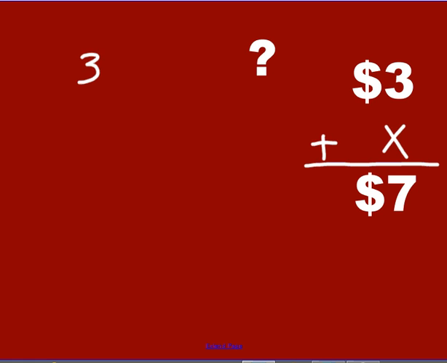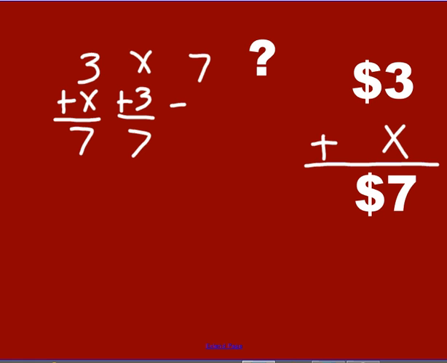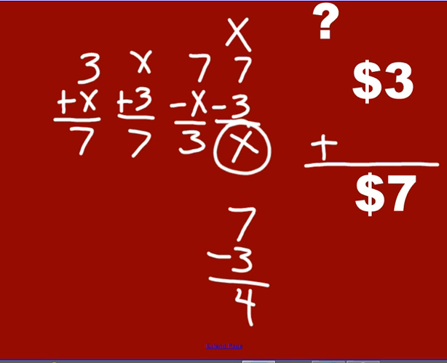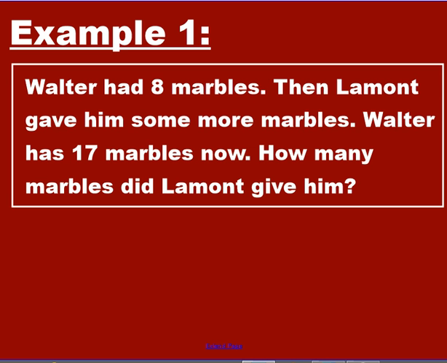And we know that 3 plus x equals 7. We also know that x plus 3 equals 7, 7 minus x equals 3, and 7 minus 3 equals x. So there's only one of these problems that will be used to solve for x, and it's 7 minus 3. So 7 minus 3 equals 4. If I plug $4 in here, does it work? Does $3 plus $4 equal $7? It absolutely does. Let's go through some examples to put this into practice.